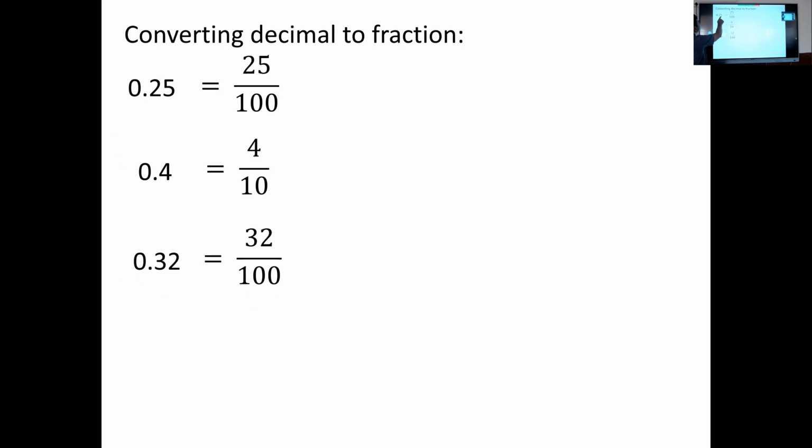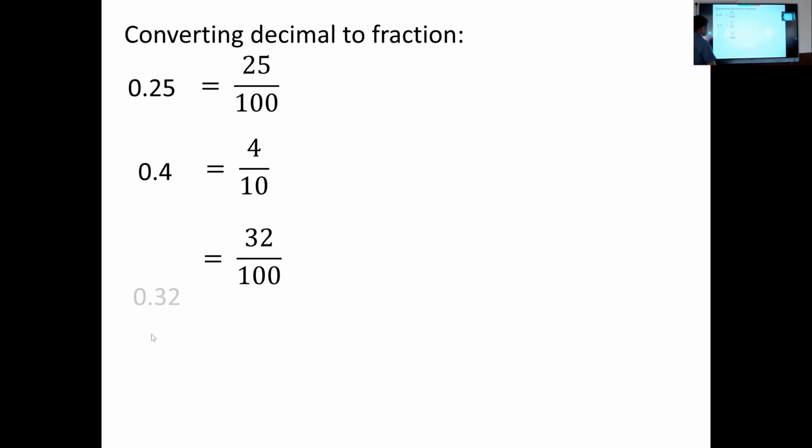Now, you see how many decimal places there are? Two decimal places. So in the fraction form, it will be written as 25 out of 100, because there will be two zeros after 1. Here we have one decimal place, so we'll put one 0 after 1 in the denominator.